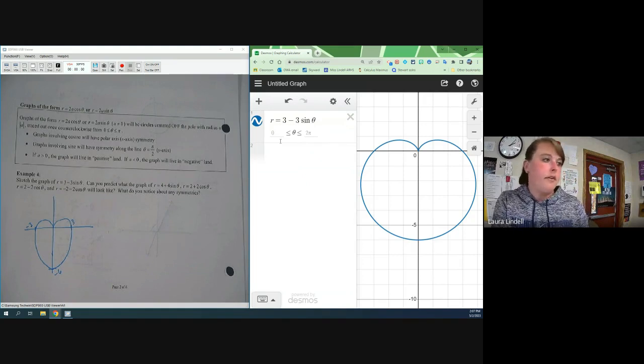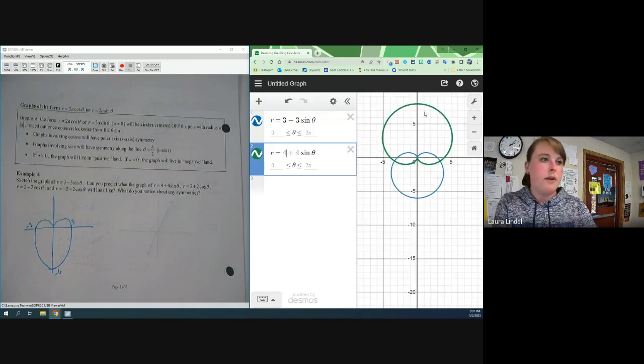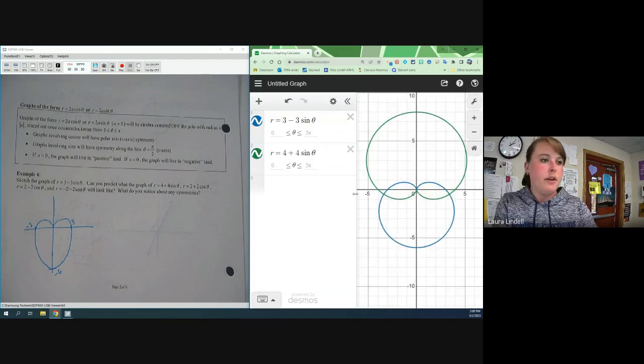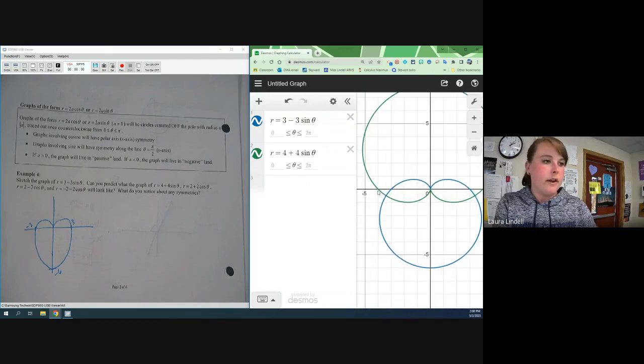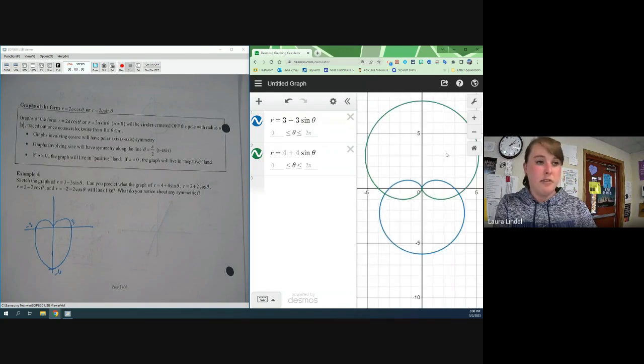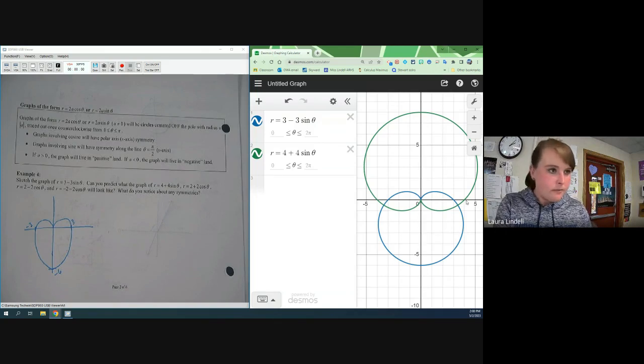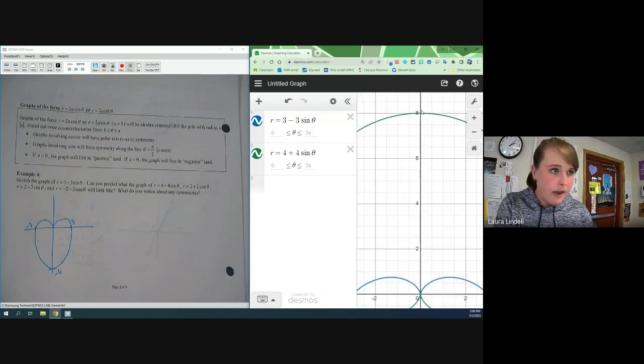Let's try a different one. 4 plus 4 sine theta. All right, we got to zoom out a little bit here because we know that these are going out to 4 and -4. It's also flipped over. There's a lot going on here. And then this is up here at 8.